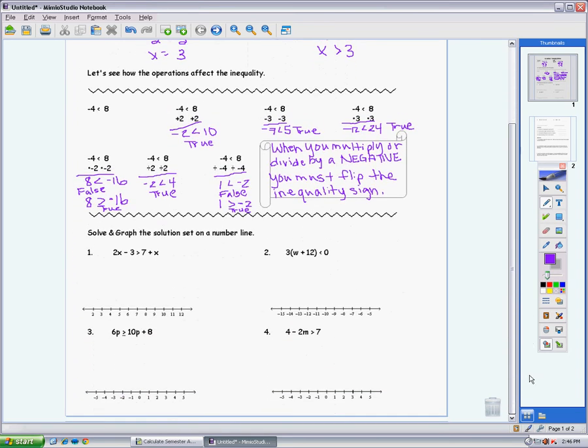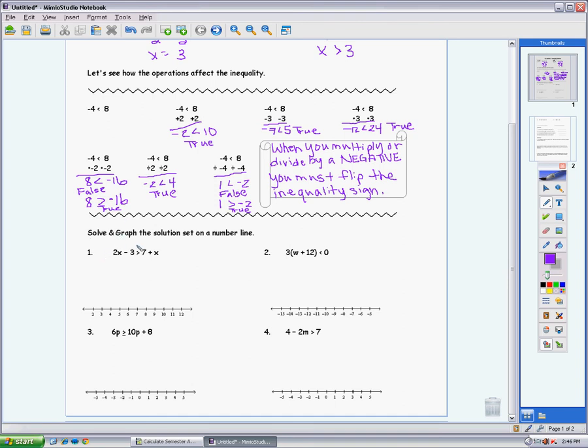Okay, solving and graphing the solution set on a number line. So we are going to be graphing on our number line, and we're going to be solving. Solving is going to involve all of the things that we learned last semester with distributive property, combining like terms, moving all of our variables to one side of the equation, all of our constants on the other.